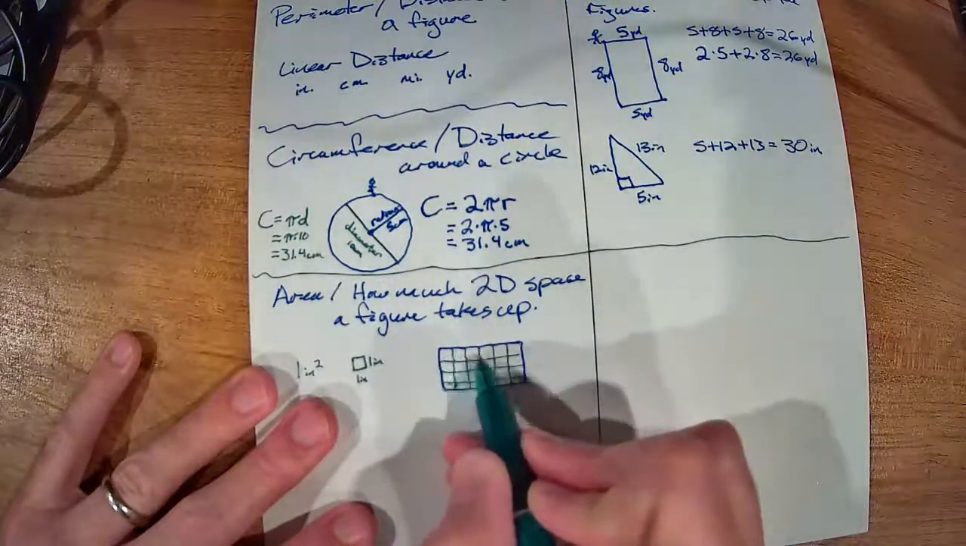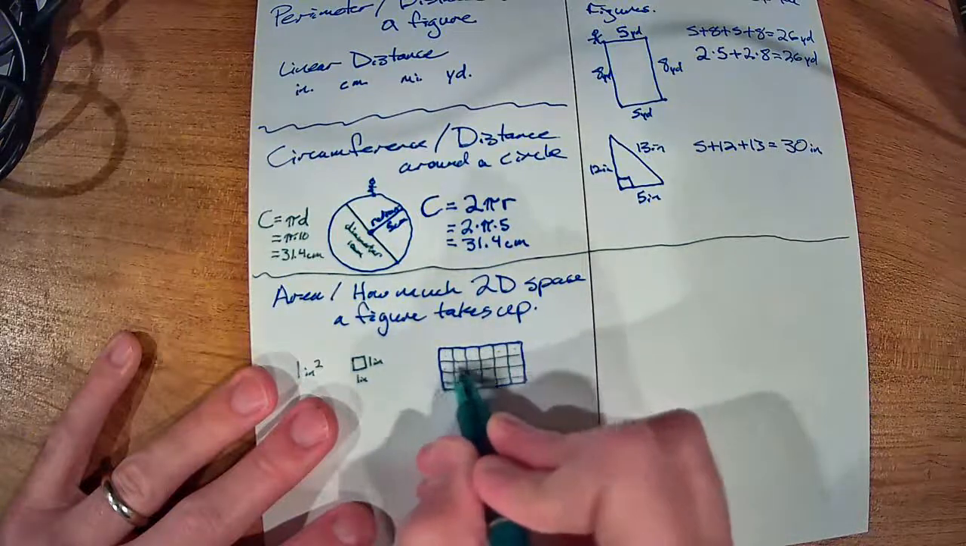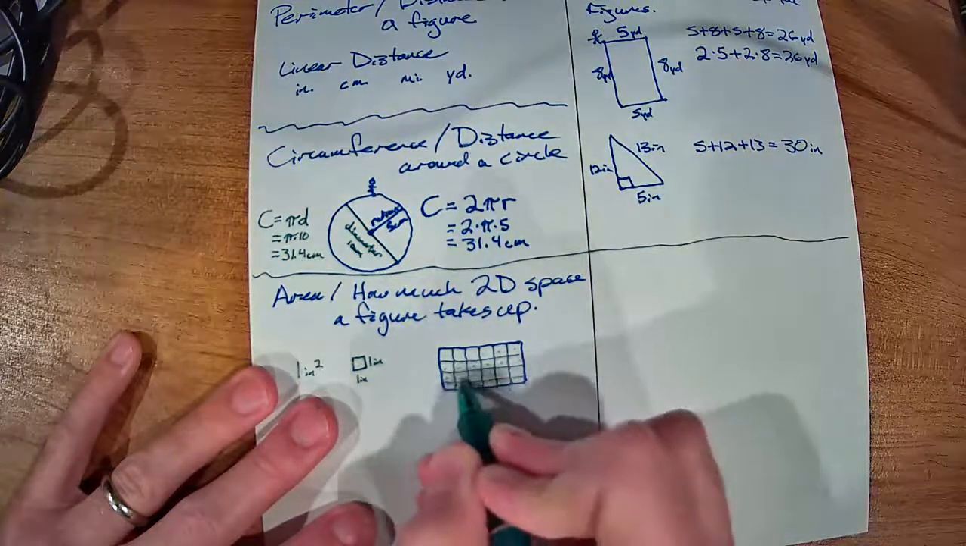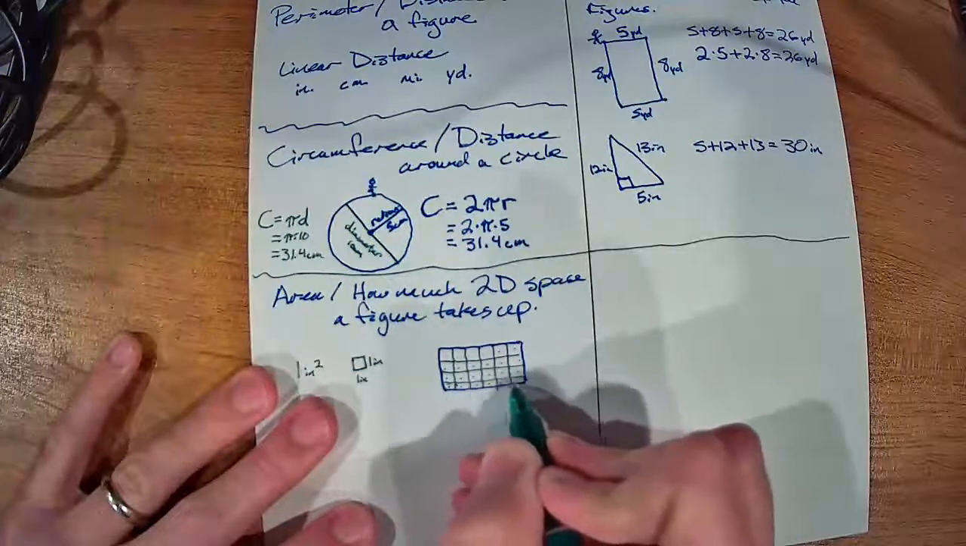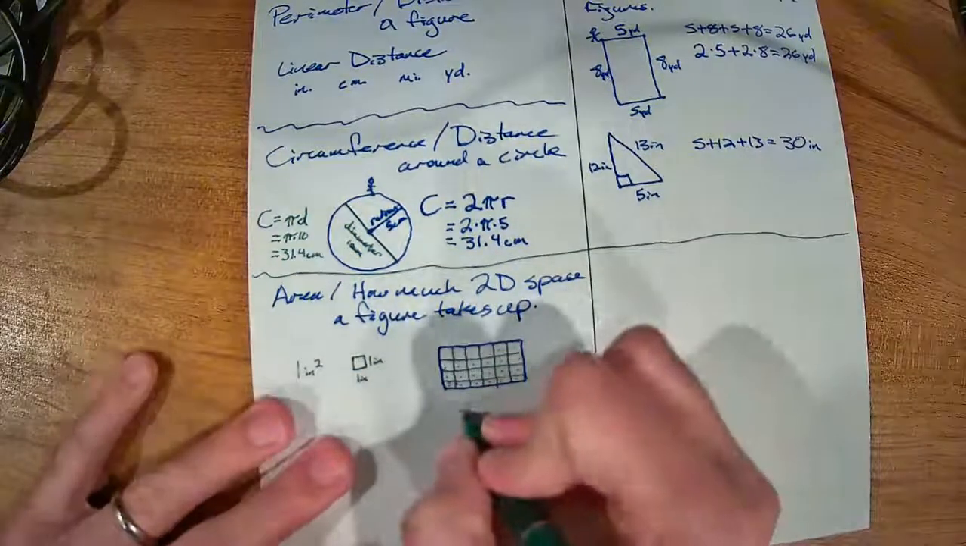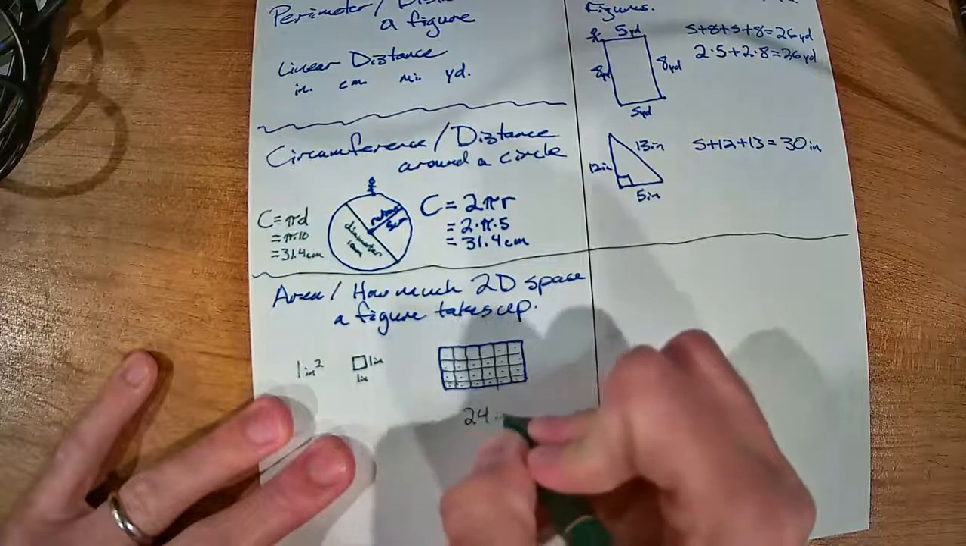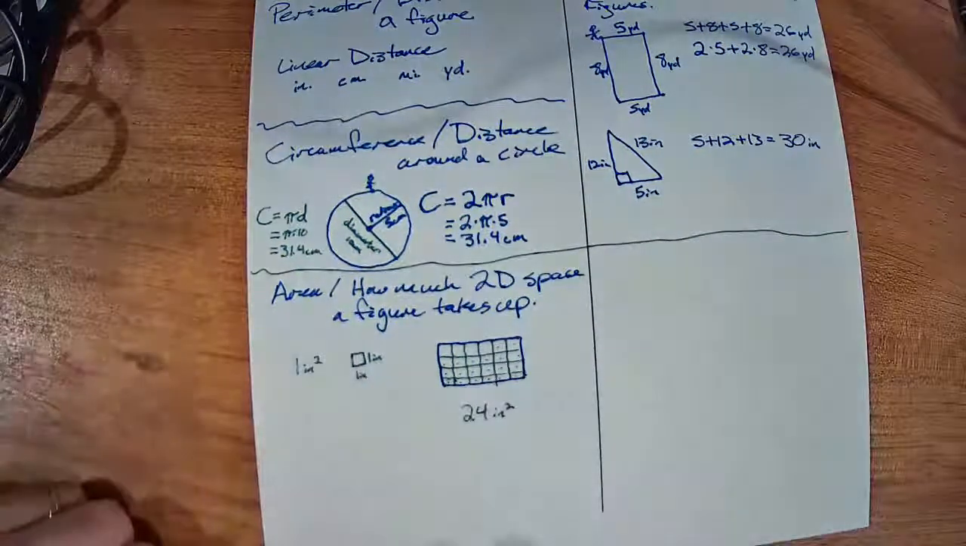So we've got 1, 2, 3, 4, 5, 6, 7, 8, 9, 10, 11, 12, 13, 14, 15, 16, 17, 18, 19, 20, 21, 22, 23. We've got 24. So this figure is 24, we'll say, inches squared, or that's what it represents.